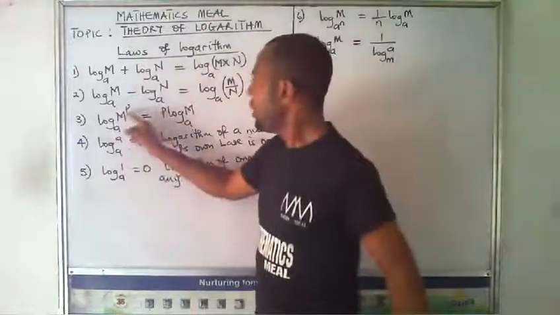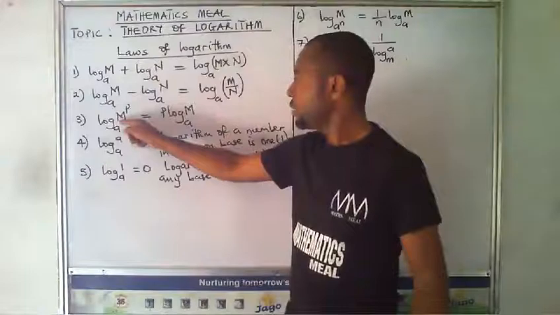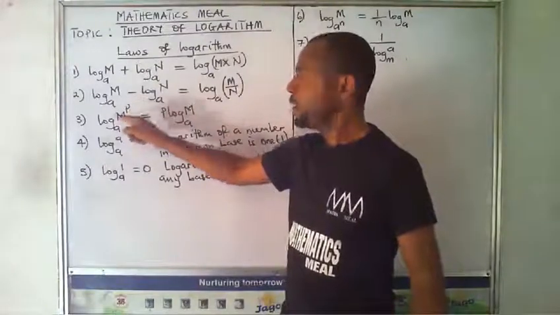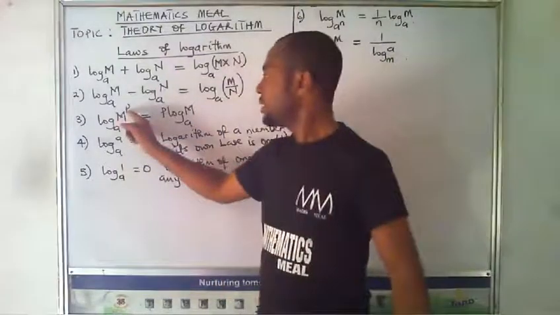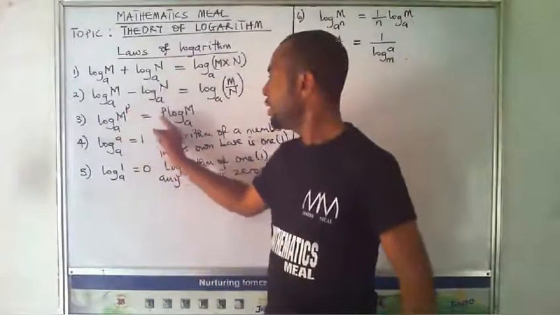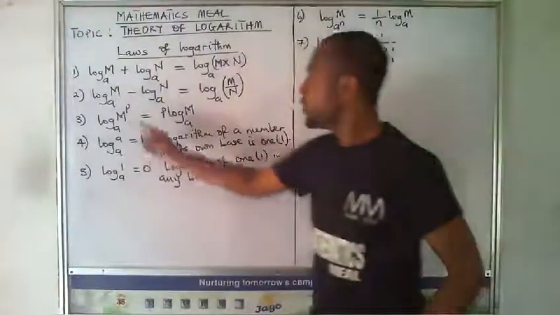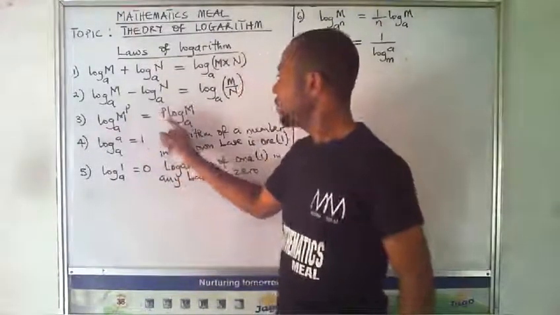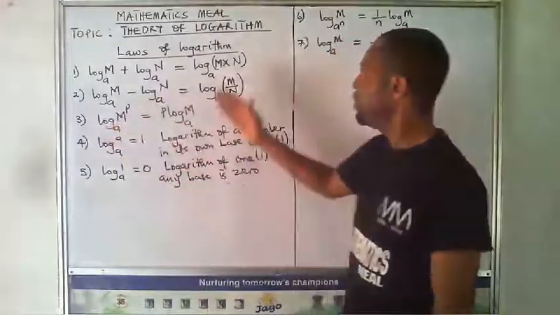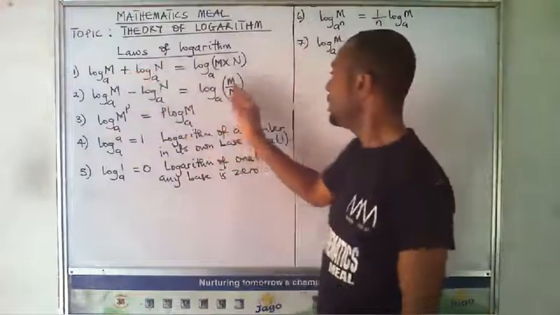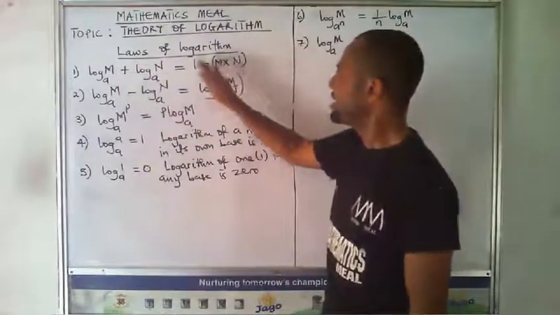The third law is the power law. When the power is on a number in a logarithm, then that power is the same thing as the number multiplying the what? The logarithm. So you see this power here is still the same thing. I can write this like this or like this. This and this are the same, the same way this and this are the same. So from here I can go to this, and from here I can still split it.